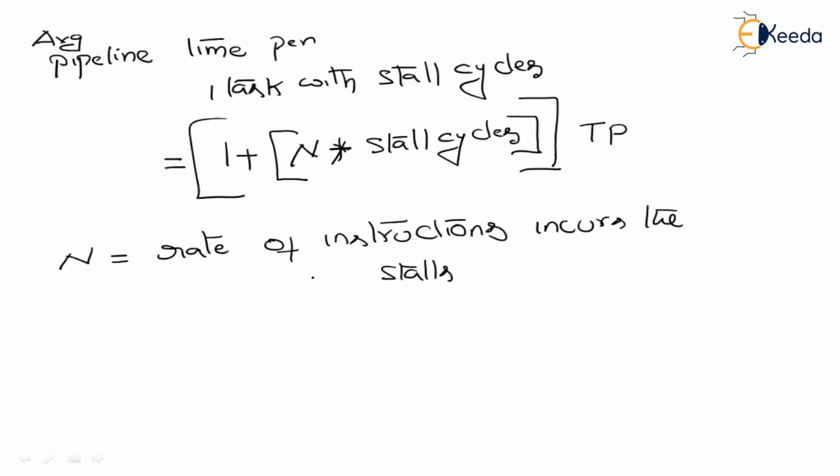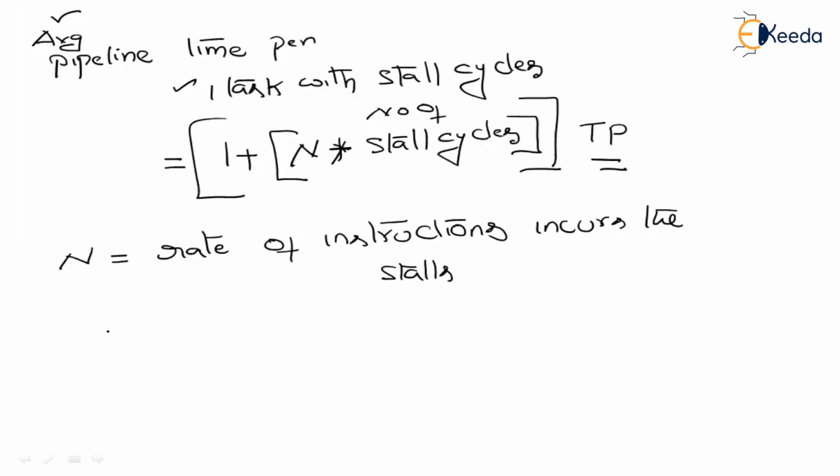This is the thing. When we have to solve a few questions in which we are also provided with the details that some 20% of the instructions are going to incur some stall cycles, we are going to use this formula for calculating the average pipeline time for one task. It will be equal to 1 plus n into number of stall cycles into Tp. You know what is Tp? Tp is max stage delay plus max segment delay. Okay.